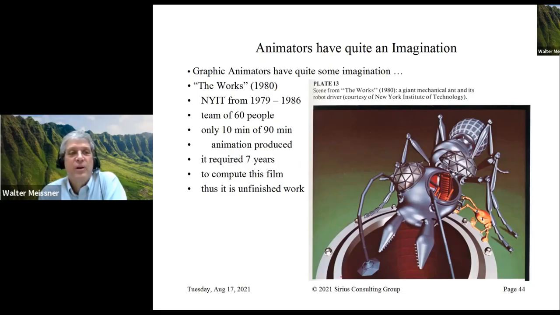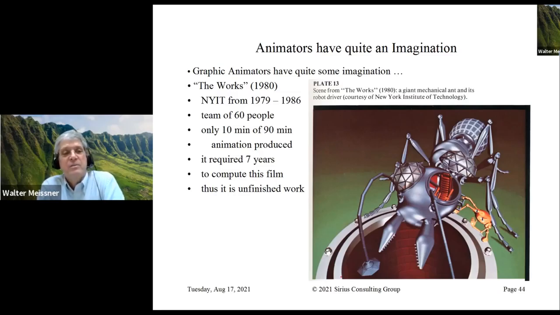It was called The Works, done in 1980. People at the New York Institute of Technology worked on it from 1979 to 1986. It was a team of 60 people. They had this very ambitious goal. The graphics are way better than Tron.